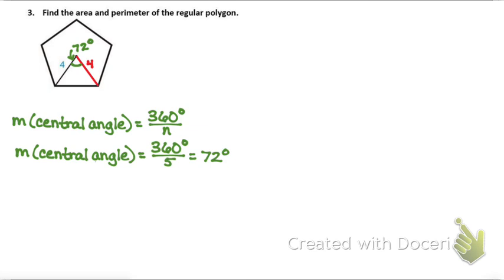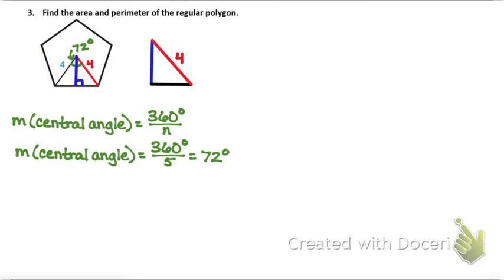Because this is a pentagon, a 5-sided figure, the measurement of the central angle is 72 degrees. We do 360 degrees divided by the number of sides, which in this case is 5. So 360 divided by 5 is 72. The next thing we did was draw in the apothem, the line segment that goes from the center to a side of the polygon and makes a 90-degree angle when it reaches the side of that polygon.